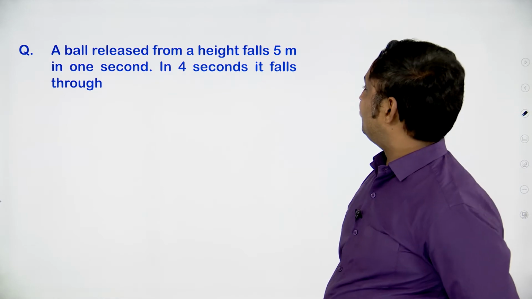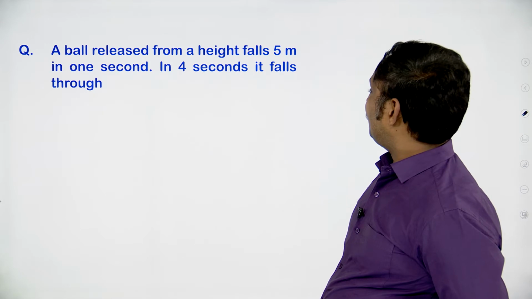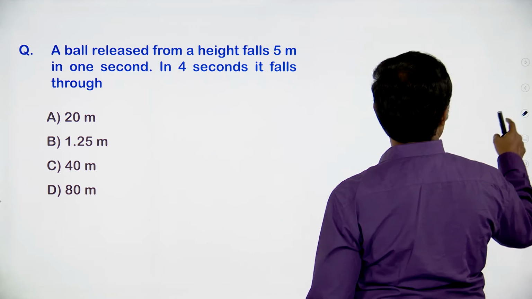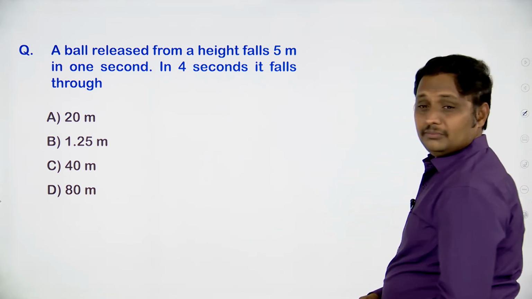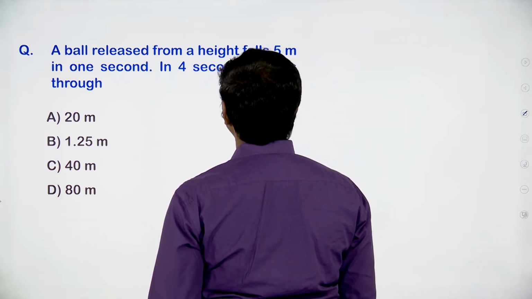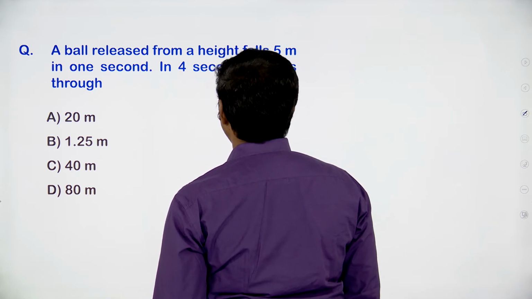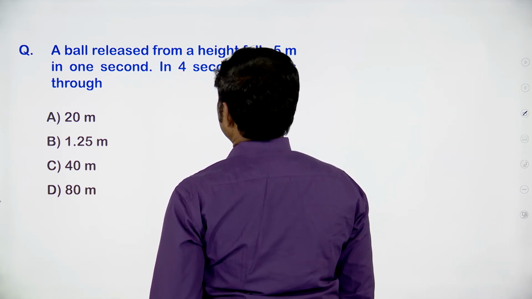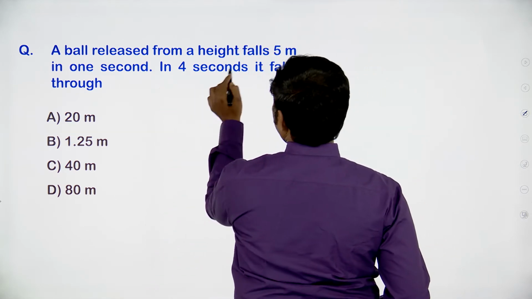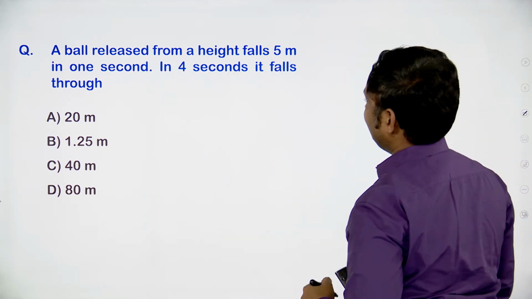A ball released from a height falls 5 meters in 1 second. In 4 seconds, how far does it fall? You can take this problem easily. We can solve that. The ball has been released from a height and falls 5 meters in 1 second. Just you have to take this one.